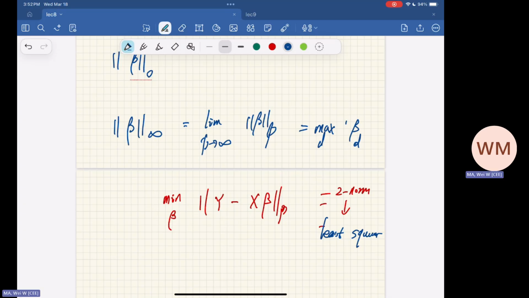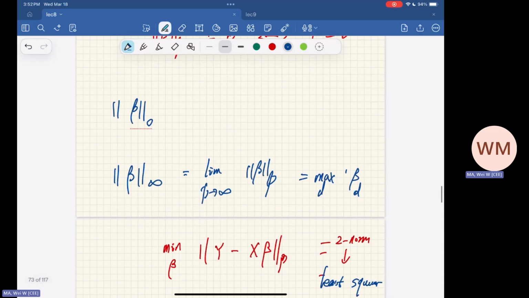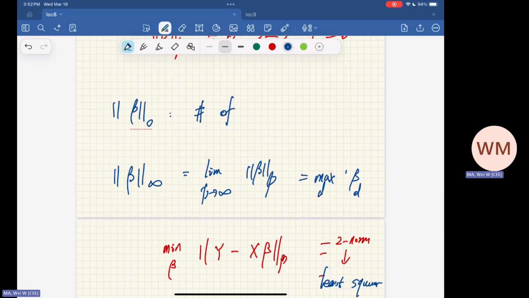So what is the zero norm? The zero norm is by definition the number of non-zeros in beta. So it's counting. The zero norm of beta is basically a count of non-zeros.